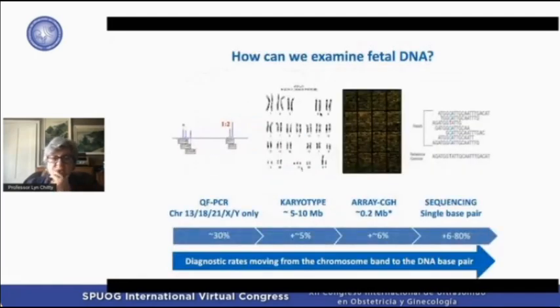So you will all know that QF-PCR will detect trisomies, the major trisomies and the sex chromosomes here, and in fetuses with abnormalities, a QF-PCR will give you a positive result in about 30% of cases. Karyotyping adds another 5% detection rate because you can pick up some of the big chromosomal rearrangements. Arrays pick up another 6% because they pick up smaller rearrangements down to 0.2 megabases.